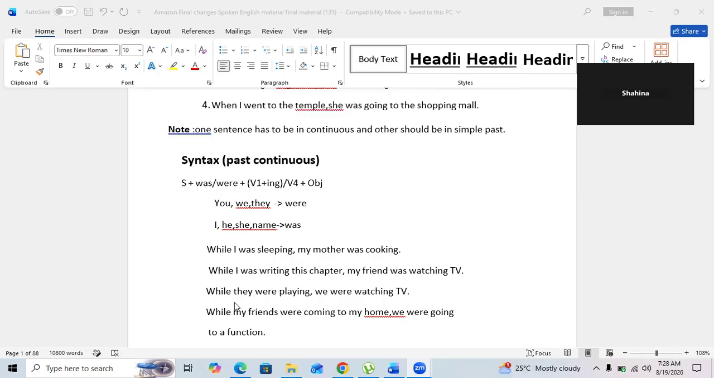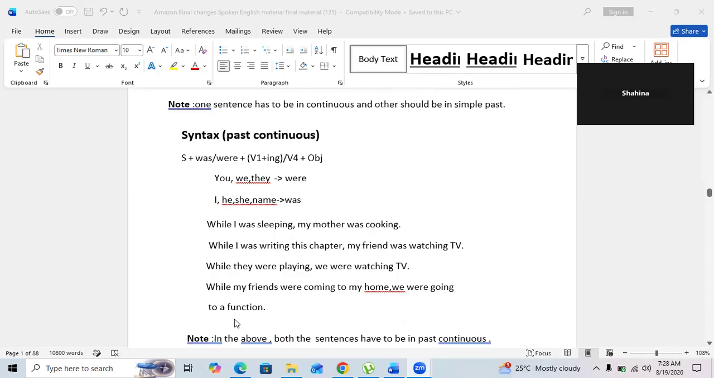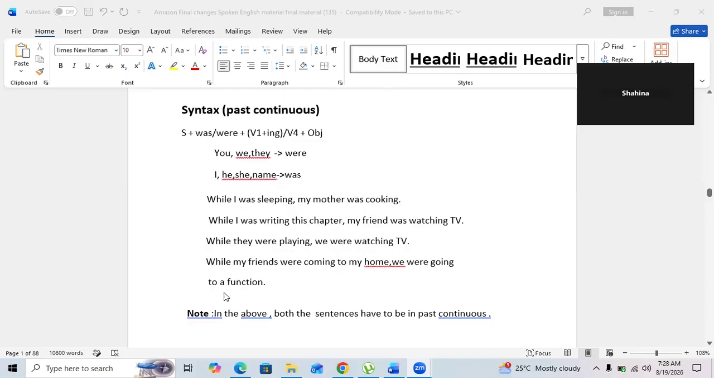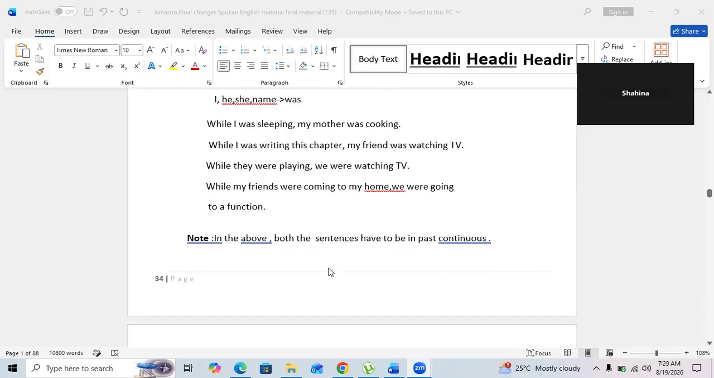While they were playing, we were watching TV. While my friends were coming to my home, we were going to a function, or we were going to attend a function, as you can see. So in the above sentences, both the sentences have to be past continuous.